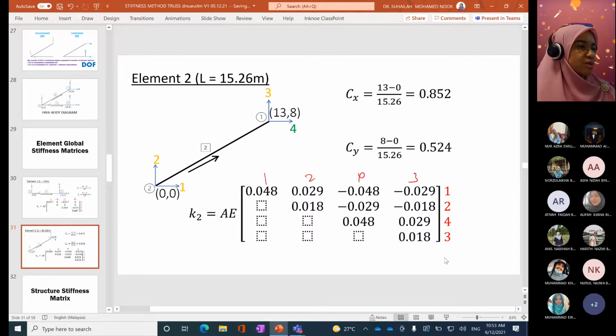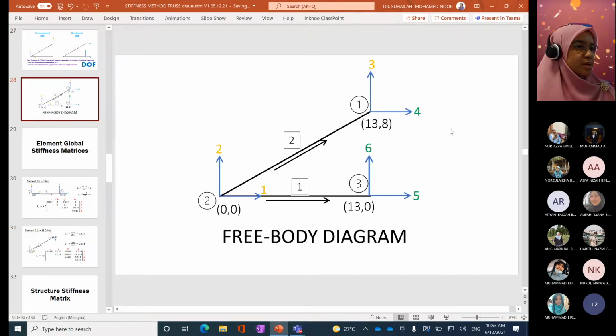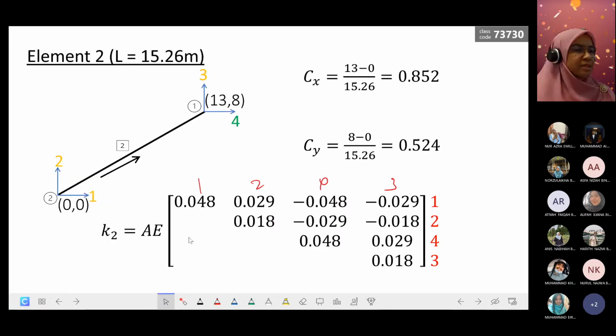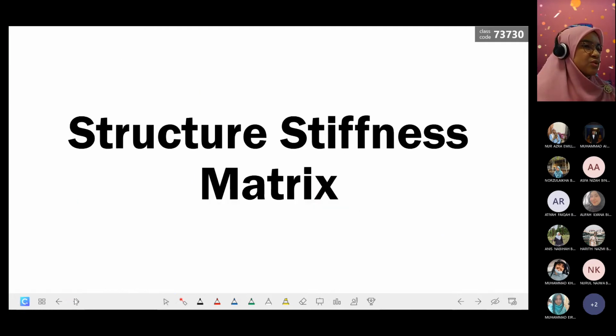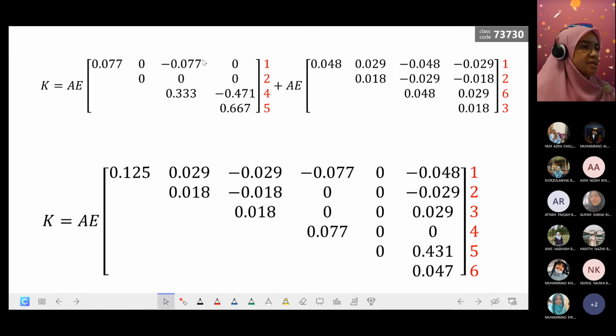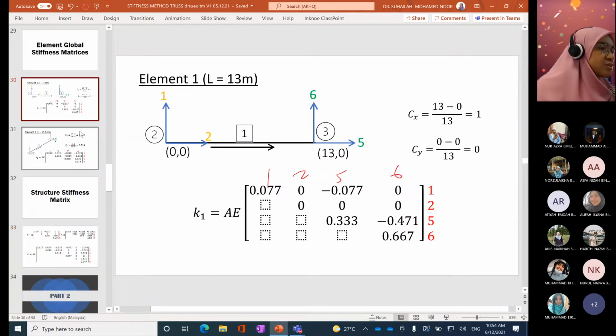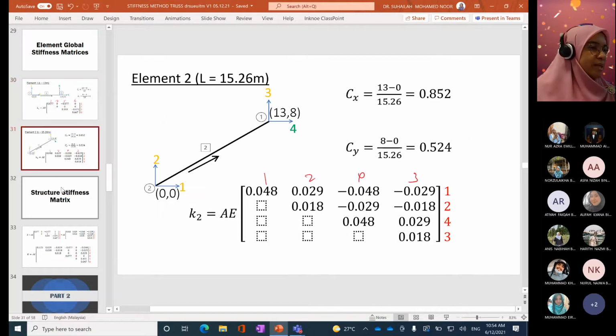1, 2, 4, 3. So 1, 2 ni ambil dari atas sini. 1, 2, 4, 3. Nampak tak ni? Kan 1, 2, 4, 3 kat situ. Pergi dekat sini 1, 2, 4, 3. Okey, nampak yang ni kenapa dapat macam ni? Nampak, madam? Okey. So masuk ke structure stiffness matrix. Dalam tak ubah, luar kita ada ubah tadi kan? So luar kita ada ubah tadi, apa tadi tu? 1, 2, 5, 6 for K1. 1, 2, 4, 3 for K2.